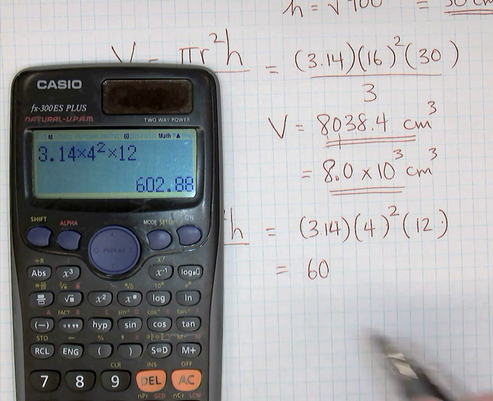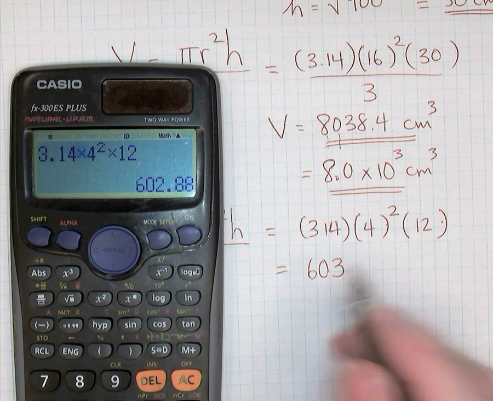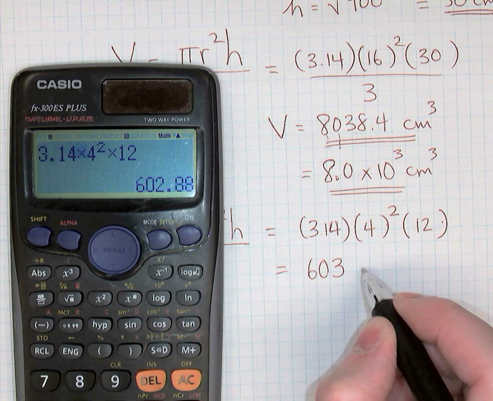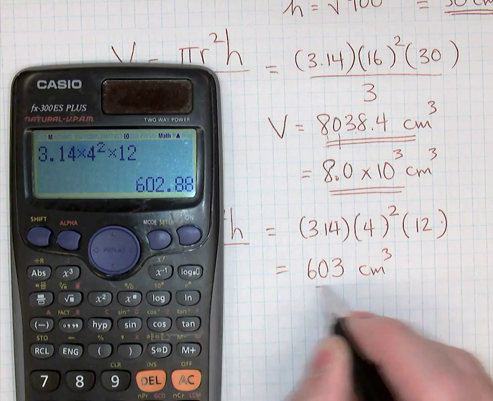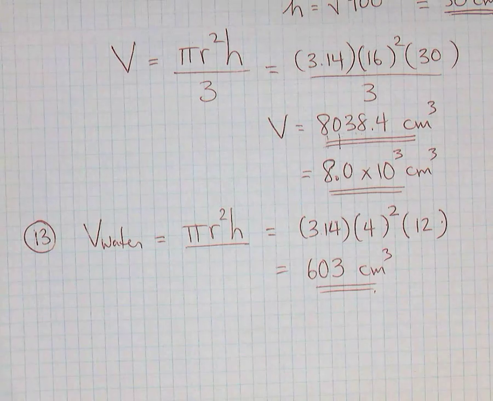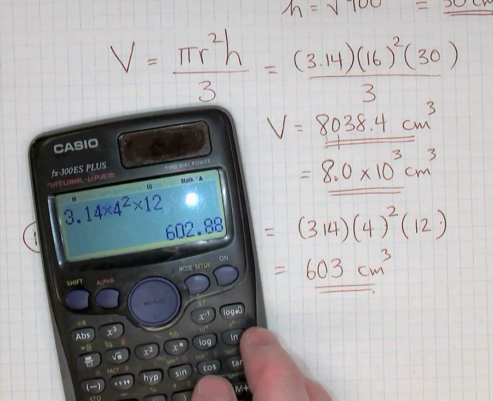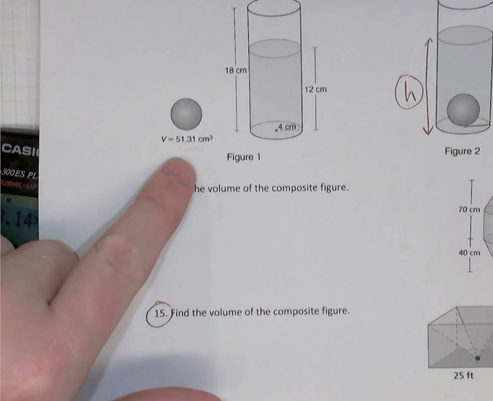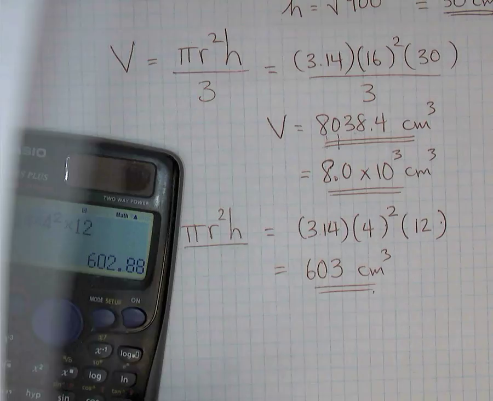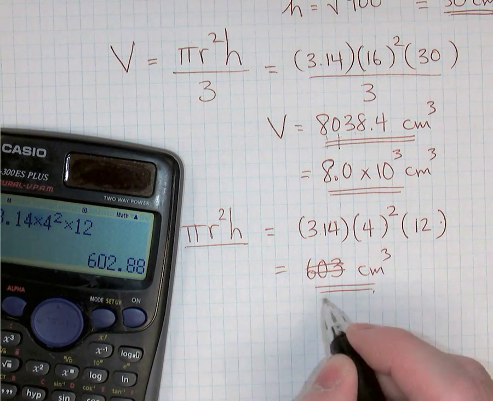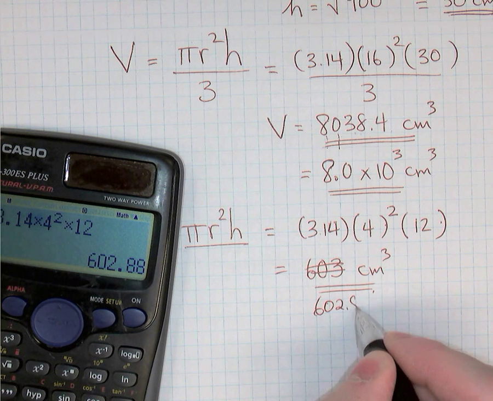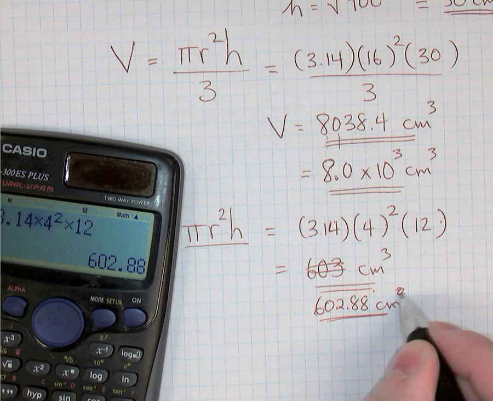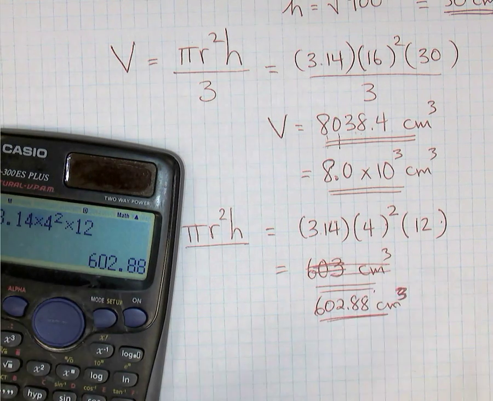So for now, I'll just round this off to 603. If you want to call it 602.88, go for it, but I'll just say 603 cubic centimeters. Okay? Actually, I just noticed the sphere's volume was given with 2 decimal places. So to be consistent, maybe I'll do the same thing. 602.88. It doesn't really matter at this point. So there's the volume of the water.